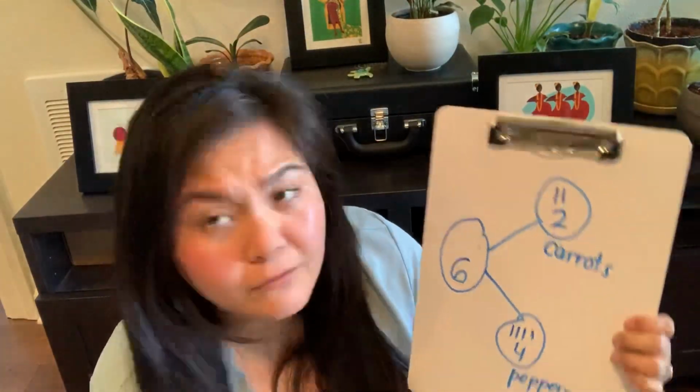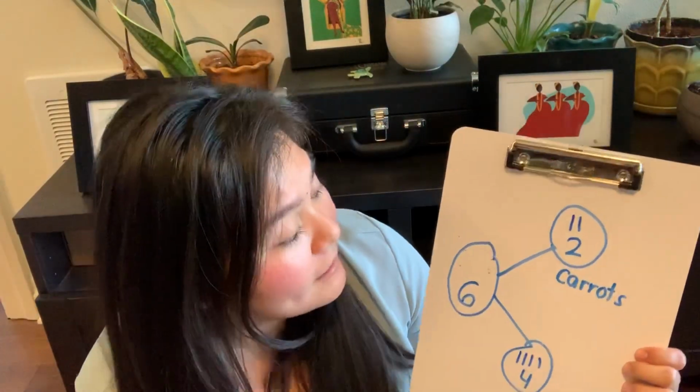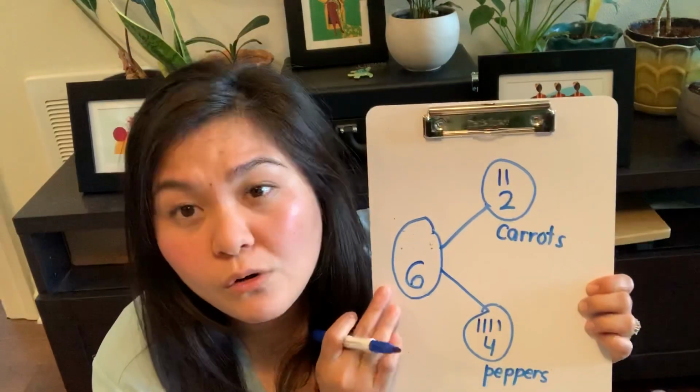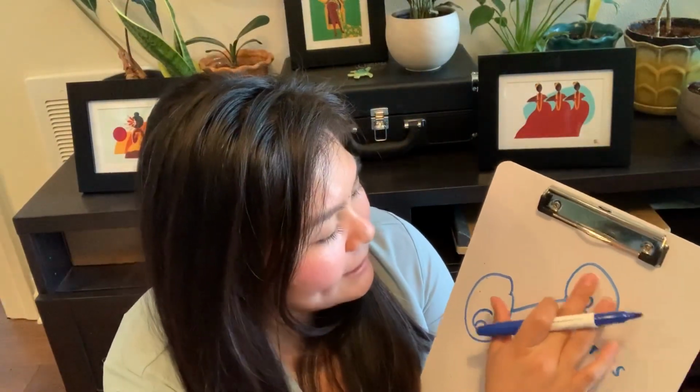I'm also realizing that there's lots of different ways to answer this that would make sense with the story, as long as my 2 parts equal or are the same as my whole of 6 vegetables. So let's try a different way.